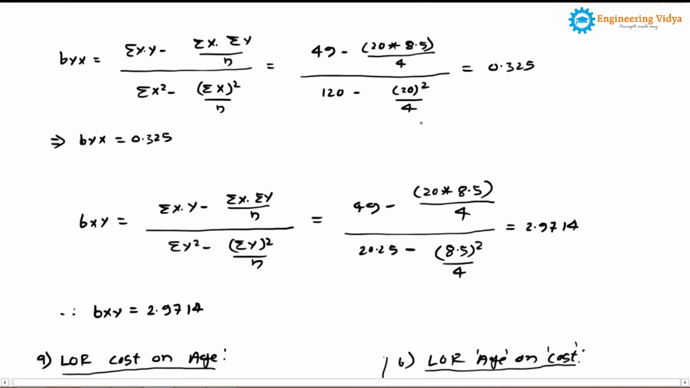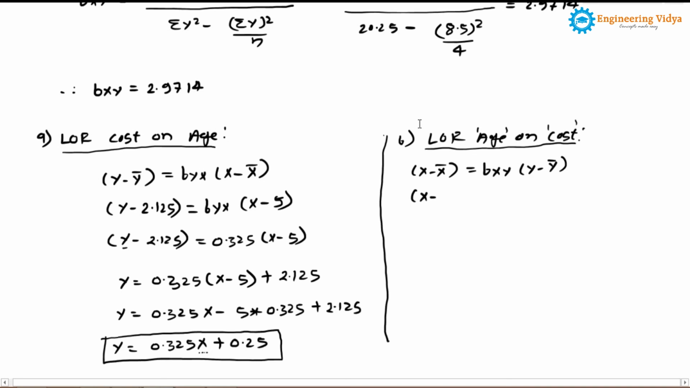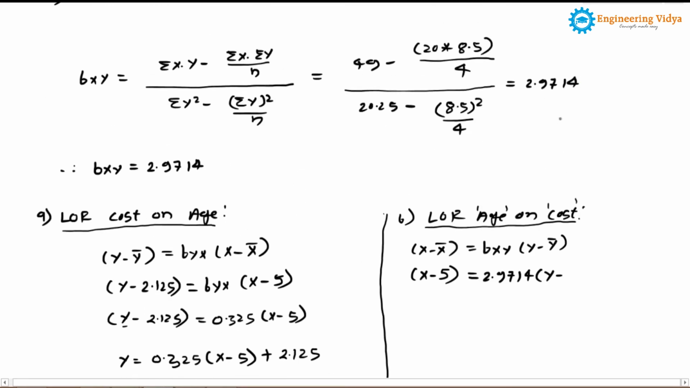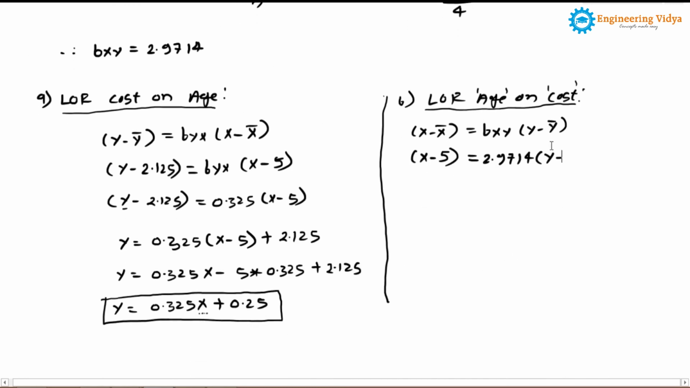So x bar is nothing but what we calculated, and x bar is 5. So we'll put that over here. Then we have bxy also, and bxy is nothing but 2.9714. We have y bar also, and y bar is 2.125. The remaining part will go to the right side only.